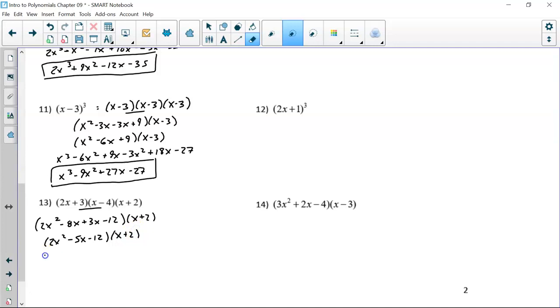Distribute the x and the 2, I get 2x to the third minus 5x squared minus 12x plus 4x squared minus 10x minus 24. And then when we combine, 2x cubed minus x squared minus 22x minus 24. And there is our polynomial.